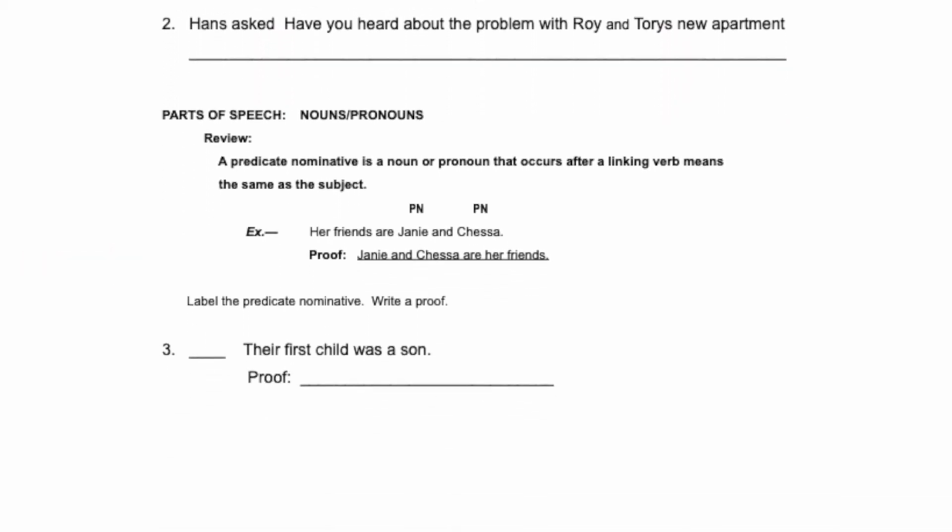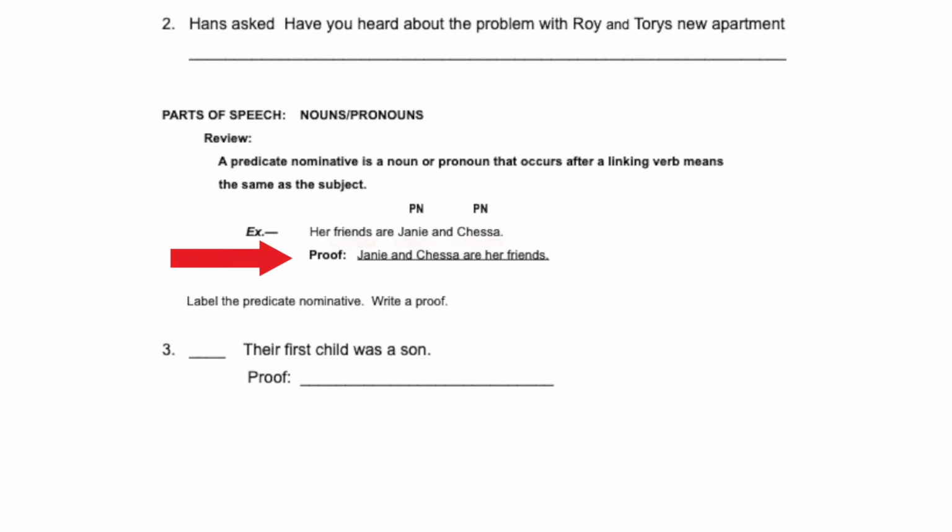Let's look at the example in number 3. A predicate nominative is a noun or pronoun that occurs after the verb and means the same as the subject. What is the subject? Friends. Which 2 words after the verb equal her friends? Janie and Chessa. Note in all Easy Grammar texts, I feature a proof for a predicate nominative. Students learn to invert the sentence. Janie and Chessa are her friends.